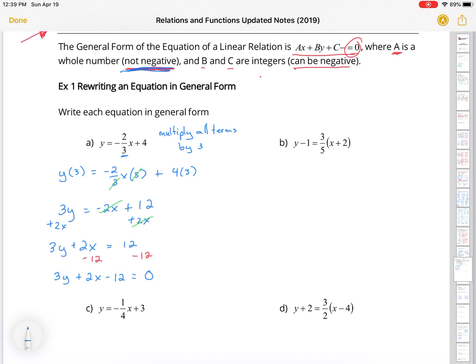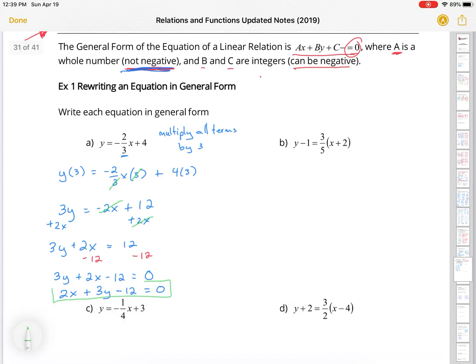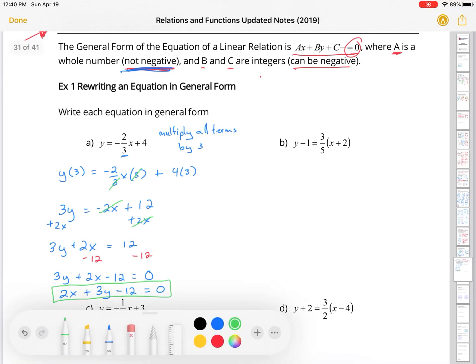Now, one last step, we want to put it in that order, ax plus by plus c equals 0. So we're just going to rearrange it. So we'll put the 2x first, plus 3y minus 12 equals 0. And I like a little box to tell me where the answer is. Okay, so now we look at it, double check, is it in that form? Yes, it is. Some of these are more complicated than others. Some of them are fairly straightforward, but a lot of it is just using your rearranging skills and trying to move things into that form.